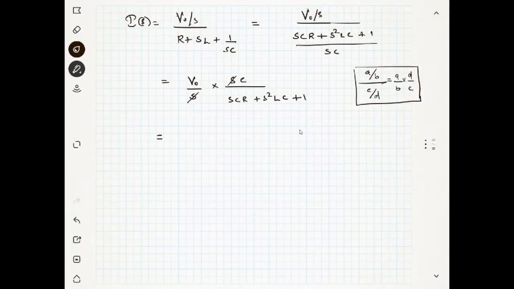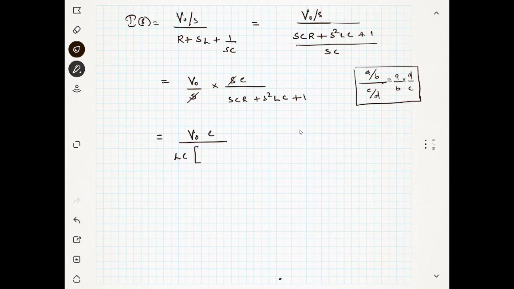Okay. So this is the general formula: A by B over C by D is equal to A by B into D by C. This is the general fraction rule. Now, first of all, I'm going to take this LC outside to make some rearrangements for the equation.